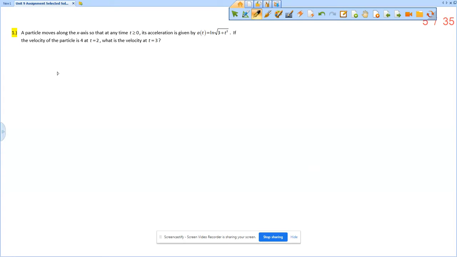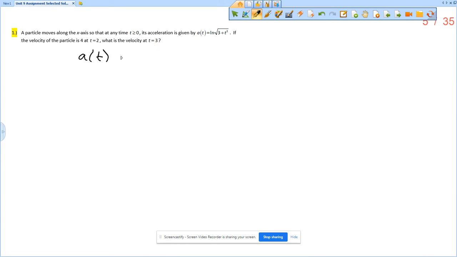All right, so a particle moves along the x-axis so that at any time t greater than or equal to 0, its acceleration is given by a of t equals the natural log of the square root of 3 plus t squared. If the velocity of the particle is 4 at t equals 2, what is the velocity at t equals 3? All right, so we're given a of t, right?